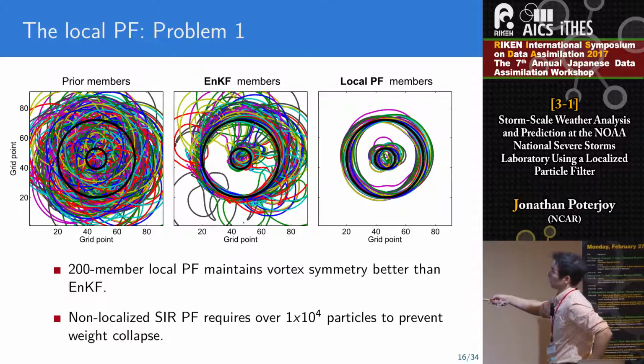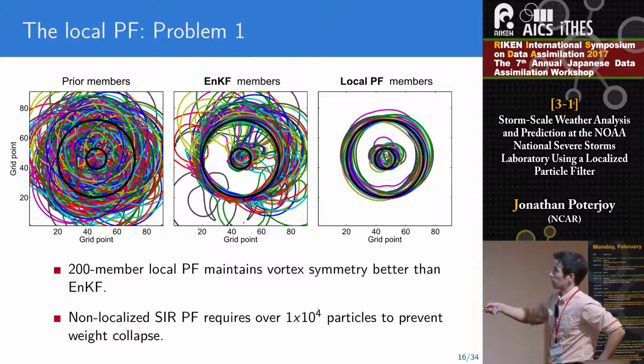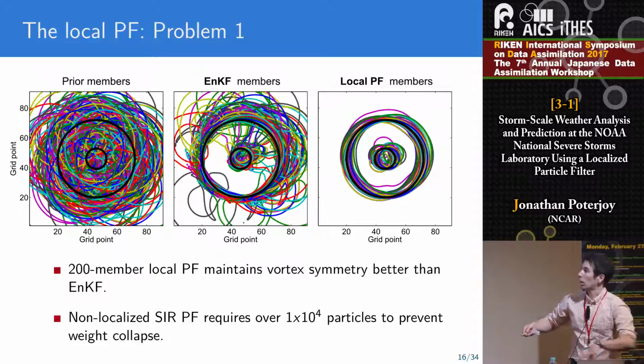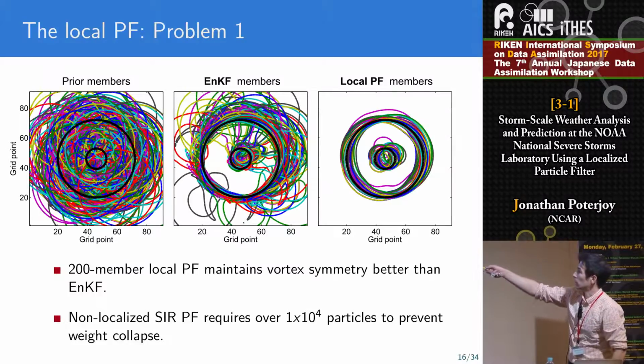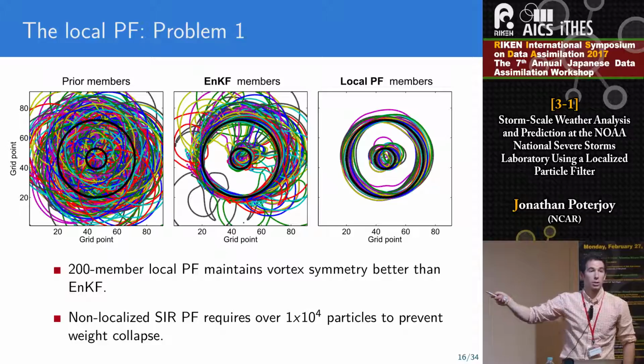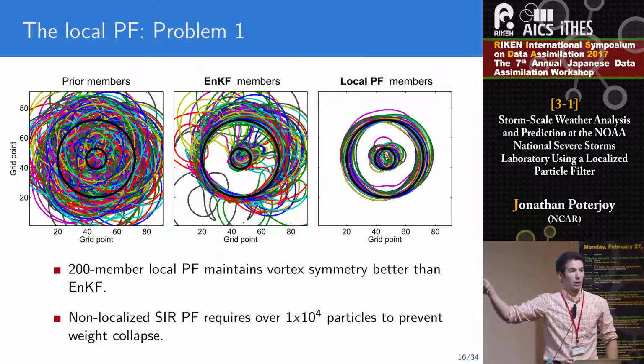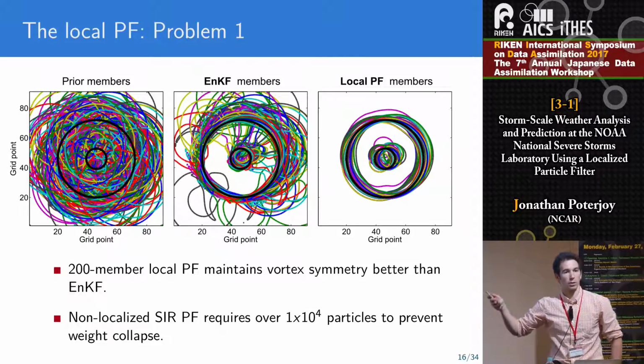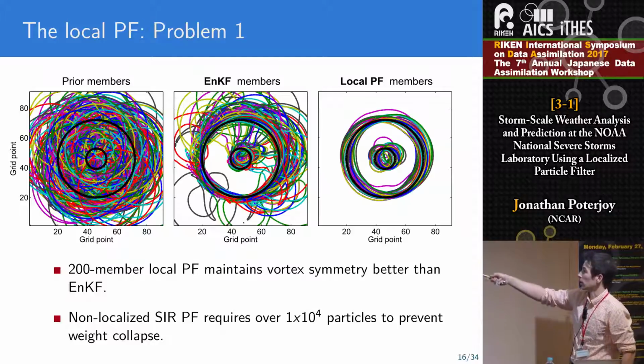And so this is a case where we have 200 members and you're sampling from a region where you have high posterior probability using the correct vortex structure. And so it solves that position error issue because it solves the underlying problem, which is the non-Gaussian distribution that caused some of these issues for the EnKF.